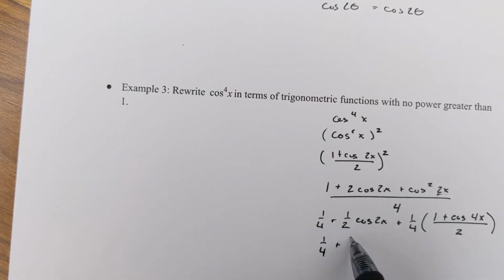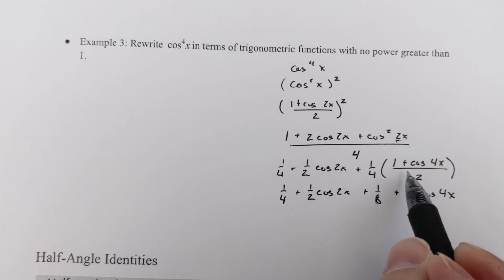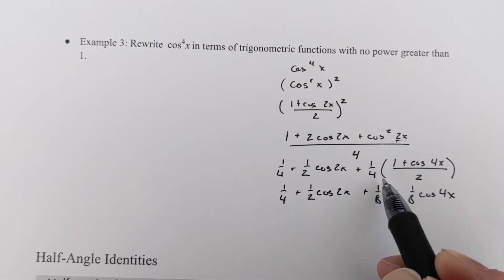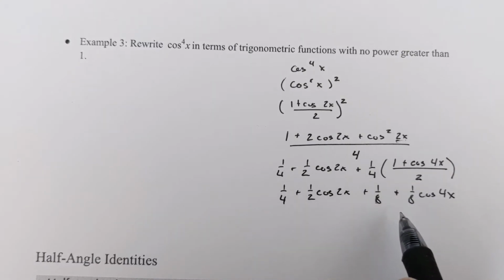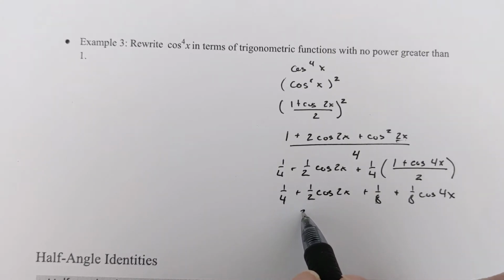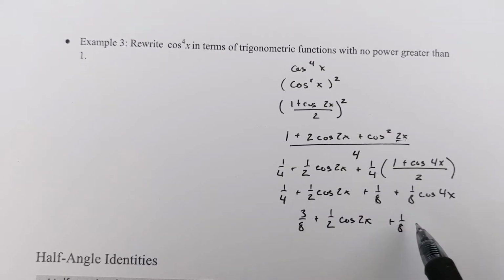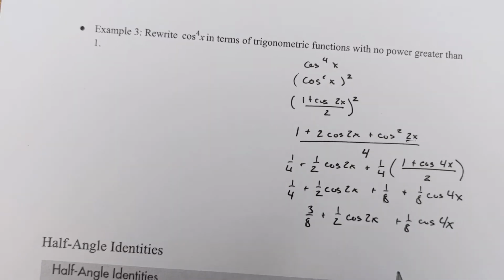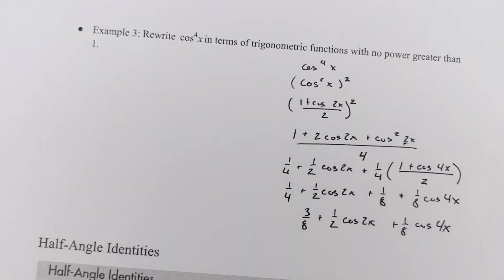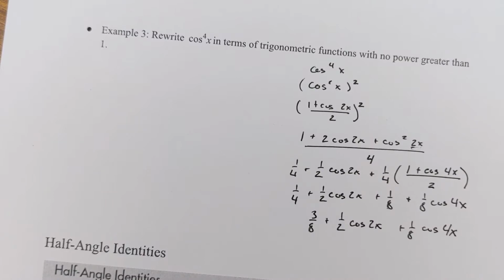So I have 1/4 plus 1/2 cosine 2x plus 1/8 plus 1/8 cosine 4x. These are like terms, since I essentially distributed the 1/4. So 1/2 times 1/4 is 1/8. 1/4 plus 1/8 is 2/8 plus 1/8, so that's going to be 3/8 total. So we have 3/8 plus 1/2 cosine 2x plus 1/8 cosine 4x. So there you go, everything in terms of no higher powers.